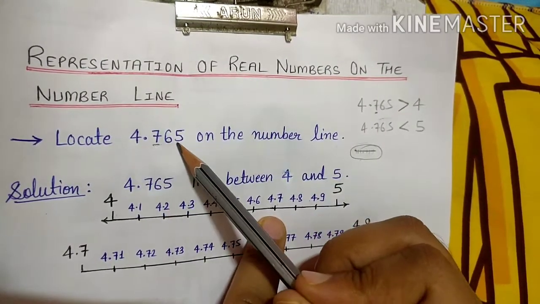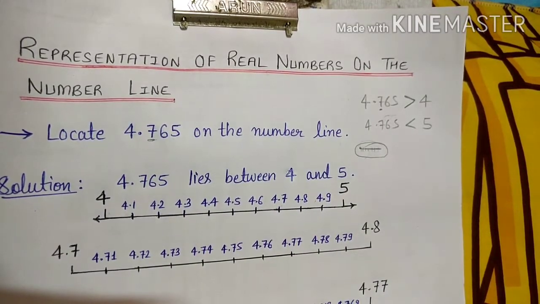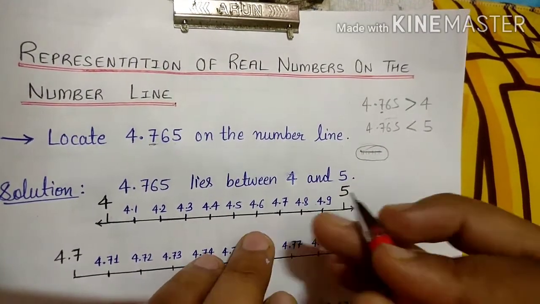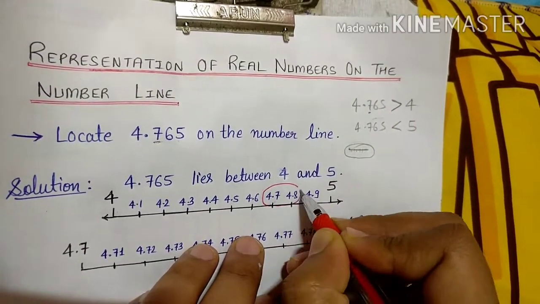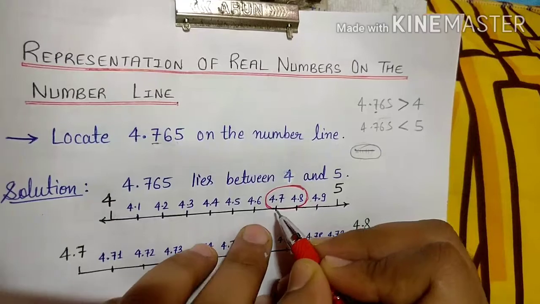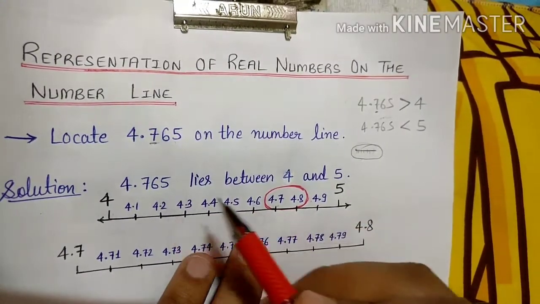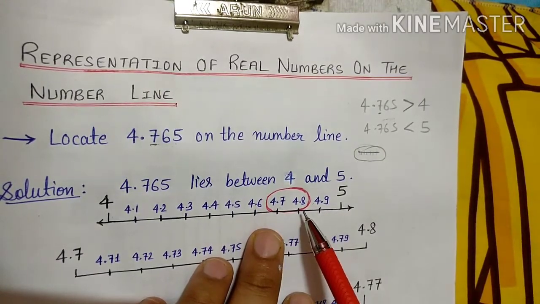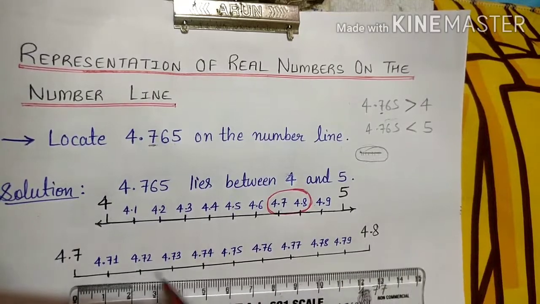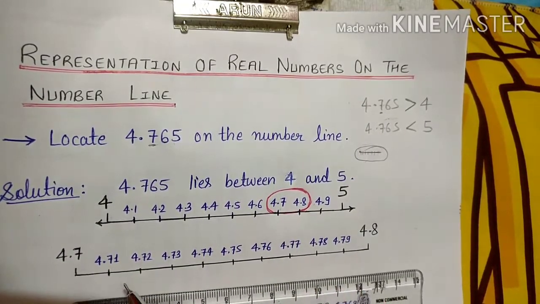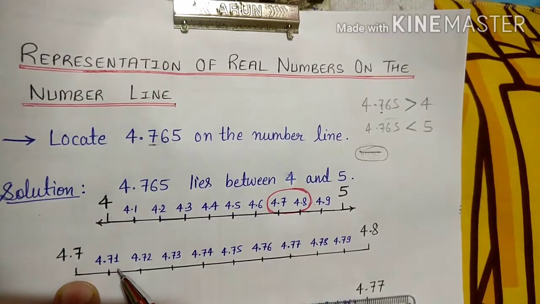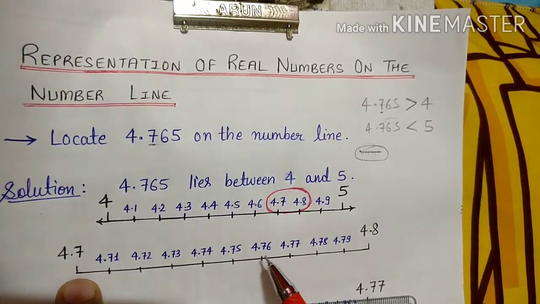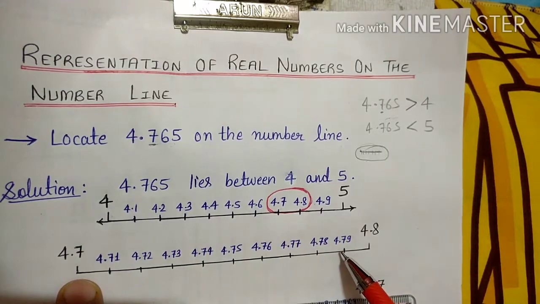Now just check 4.765. It is greater than 4.7 but less than 4.8, so it will come between these two marks, 4.7 and 4.8. This 4.76 will lie between these two. So now we divide the gap between 4.7 and 4.8 into 10 equal parts. I have taken 4.7 here and 4.8 here. Now after 4.7, 4.71, 4.72, 4.73, 74, 75, 76, 77, 78, 79, and if I add 0.01 to 4.79, it becomes 4.80 only, or we can say 4.8.